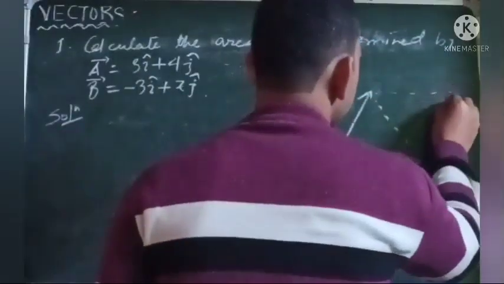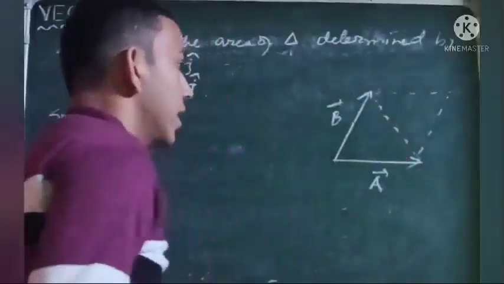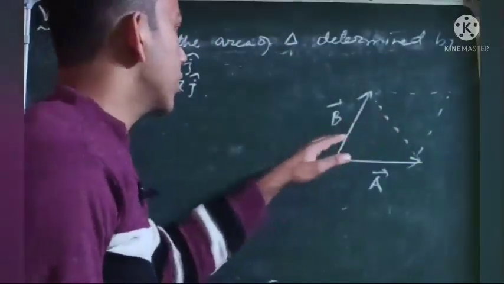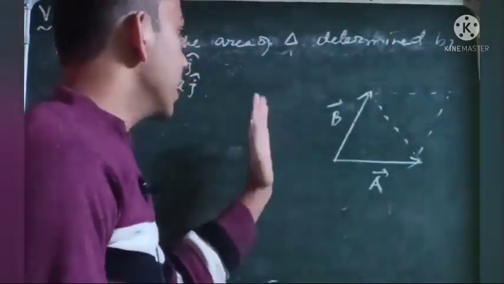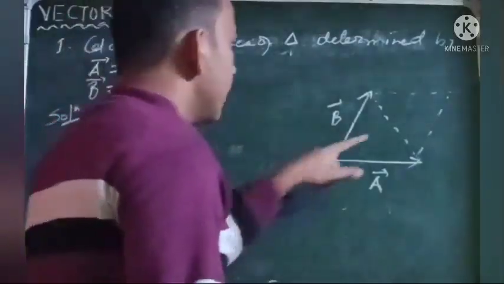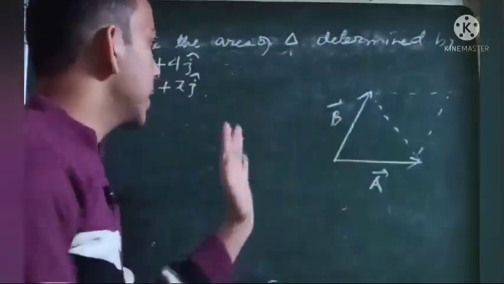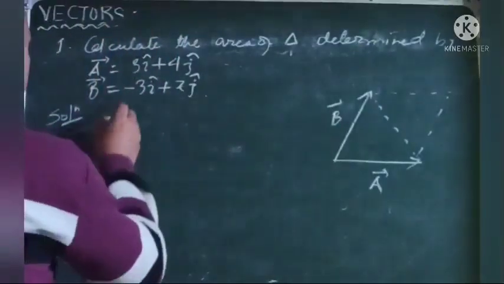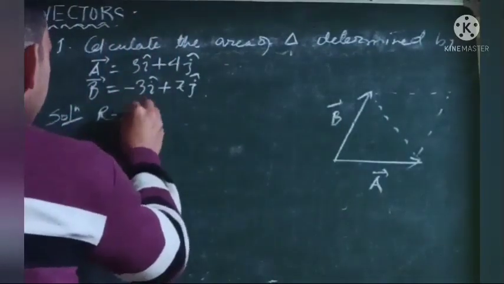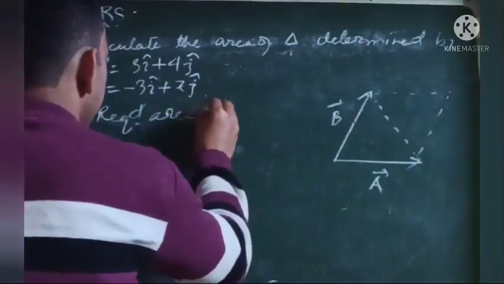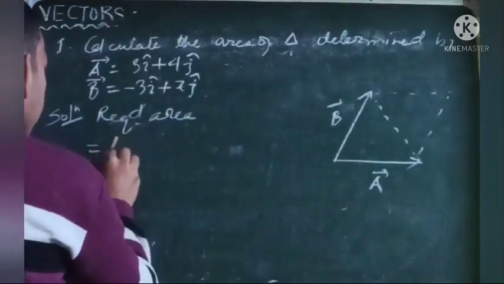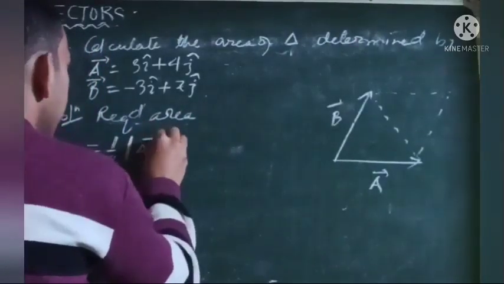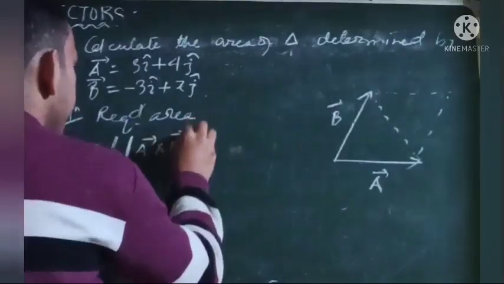Now we know that the magnitude of the area vector of this parallelogram is given by the magnitude of A cross B, and the area of this triangle is given by half of the magnitude of A cross B. Therefore, the required area will be simply half of the magnitude of A cross B.